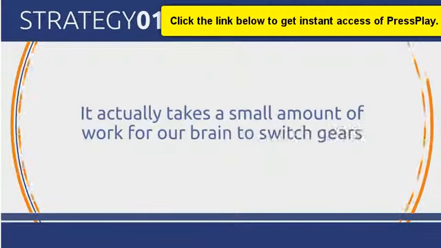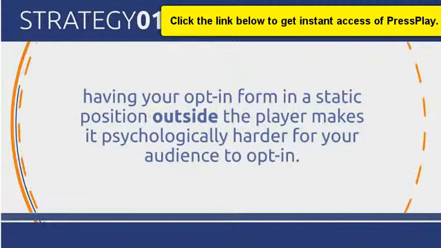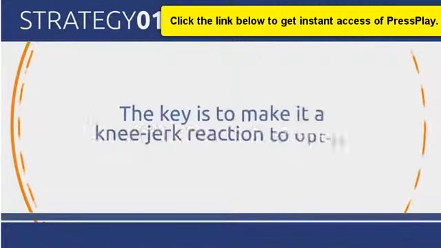It actually takes a small amount of work for our brain to switch gears, which means that having your opt-in form in a static position outside the video player makes it psychologically harder for your audience to opt in. The key is to make it a knee-jerk reaction to opt in.